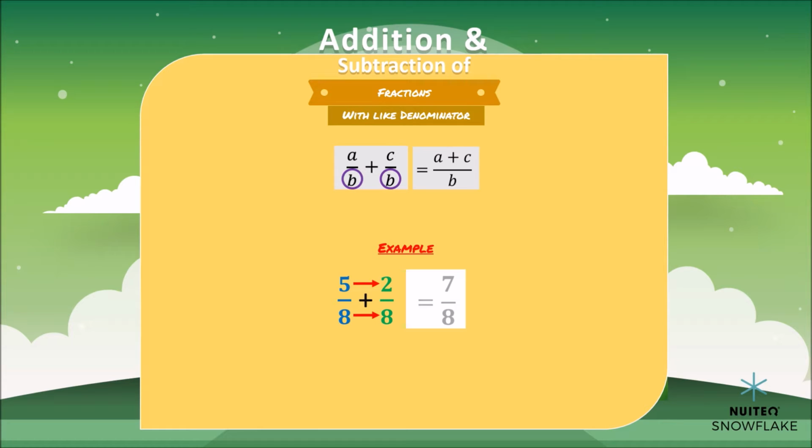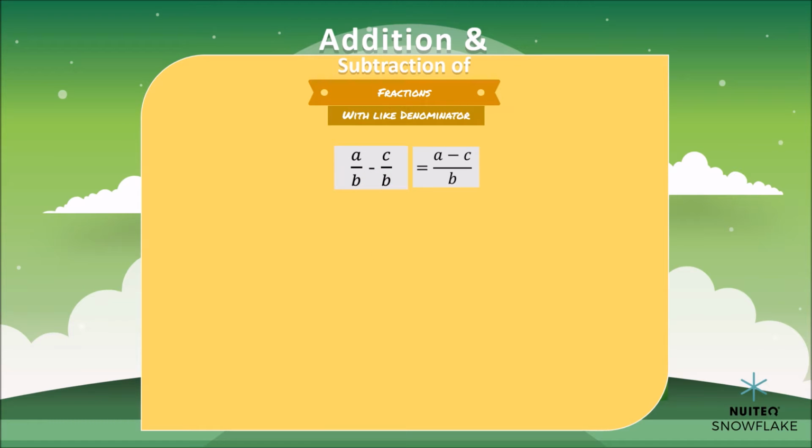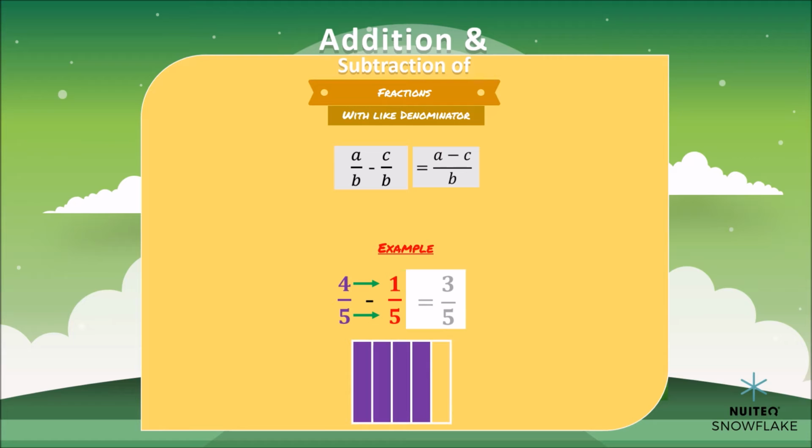We can represent this addition of fractions with the following model. Now, for subtraction, we have the following. 4/5 minus 1/5 is equal to 3/5. And the visual model will look like this. Easy, right?